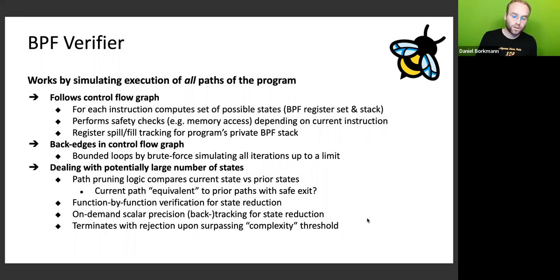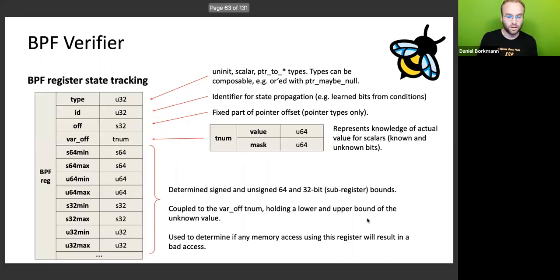There's precision tracking for unknown scalars. So it only goes back and figures out whether the scalar is actually a constant if it really has to. For example, when you have a length that you pass to a BPF helper call, then we really need to know because you need to verify whether something is out of bounds or not. And the verifier will terminate and reject when it crosses a certain complexity threshold. In the kernel, it's 1 million instructions. After that, it will give up and say, okay, it's too complex, it takes too long.